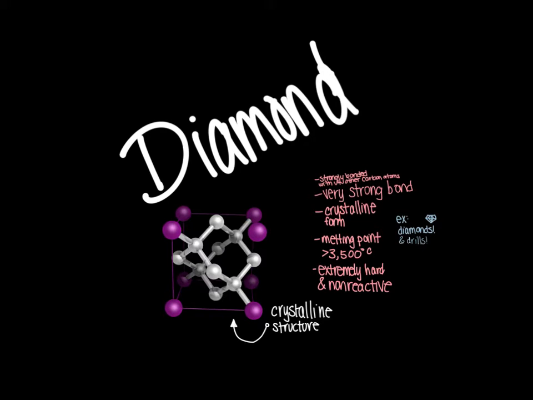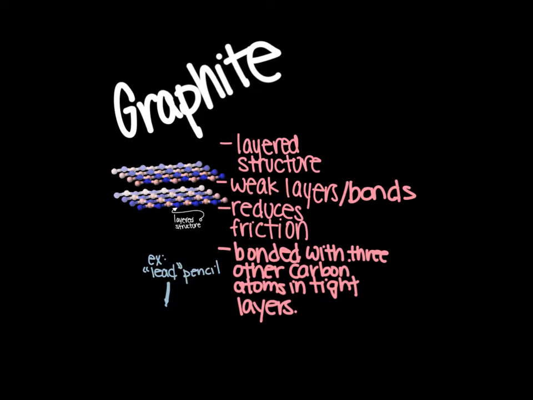At high temperatures and pressure, carbon atoms can form diamonds. Diamonds have a crystalline structure and have very strong bonds with 4 other carbon atoms. They are extremely hard and non-reactive with a melting point of over 3,500 degrees Celsius. Applications are in drills and cutting tools.